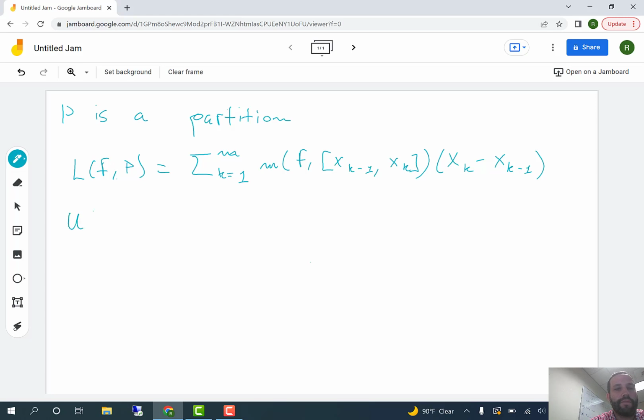And here m means the infimum of f over this set. And then the upper sum is going to be basically this exact definition, but instead of minimum, or infimum, we're going to put maximum, or supremum, of f over the set.